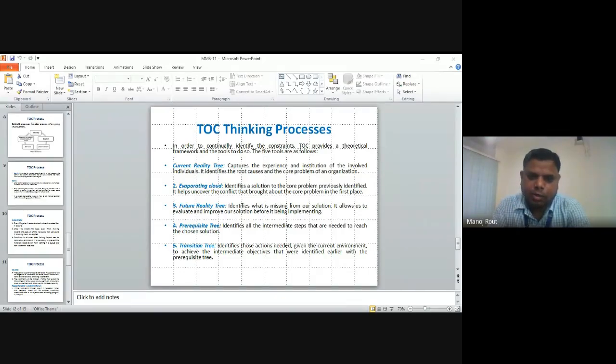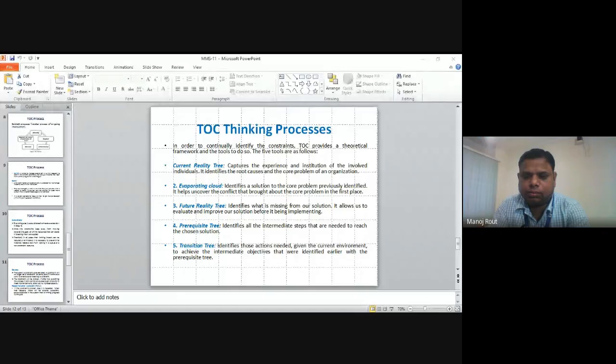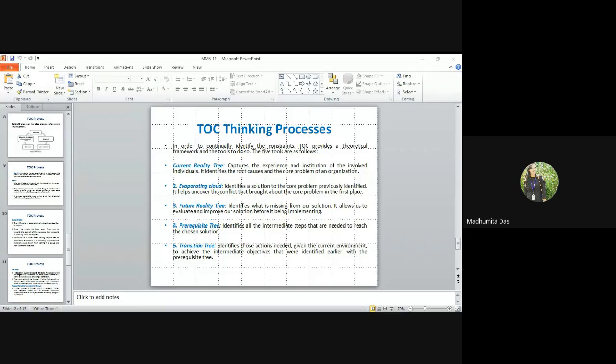Next question. What is Kanban? Madhumita Das. What is Kanban? So it is used to maintain or improve a high level of production. Okay, good.